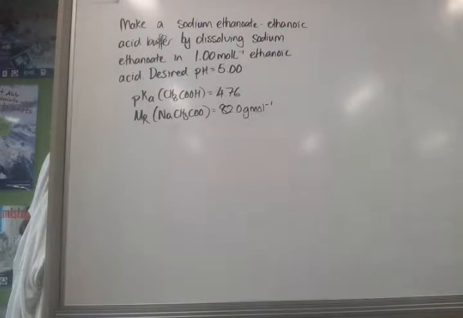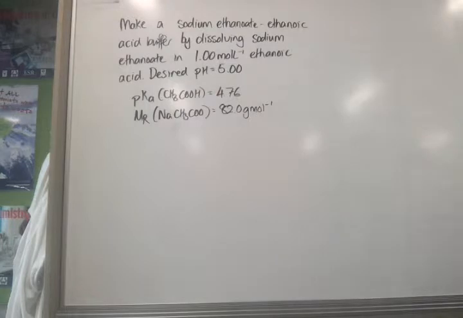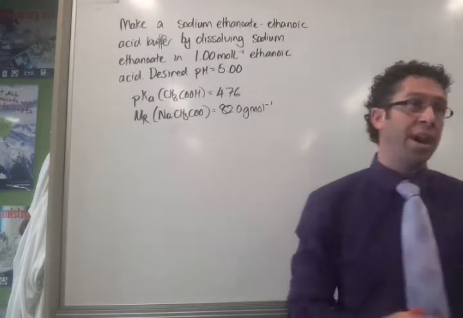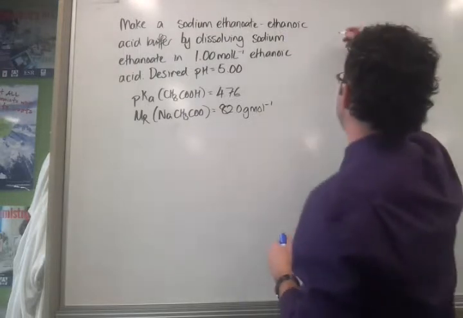And the ethanoic acid we know to be 1.00 moles per litre. What we need to be able to do is to say how we would make this buffer. There's a couple of assumptions we're going to make here. We're dissolving a solid into a solution. We're going to assume that the volume doesn't change. Alright, so that's one of our things. We're going to say that there is no change in volume.